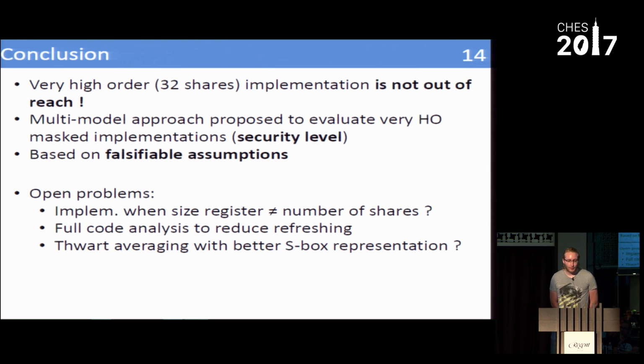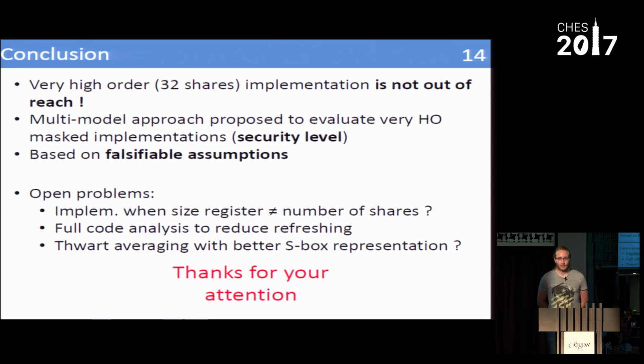Something also open, but maybe very hard to do, is a full code analysis to reduce the number of refreshings and reduce the amount of randomness. And we also have the problem of the averaging adversary. One solution to avoid it is just to put refresh everywhere, but it's very costly. So maybe we can think of a better representation of the S-box in order to reduce the repetition of some values. So thank you for your attention.